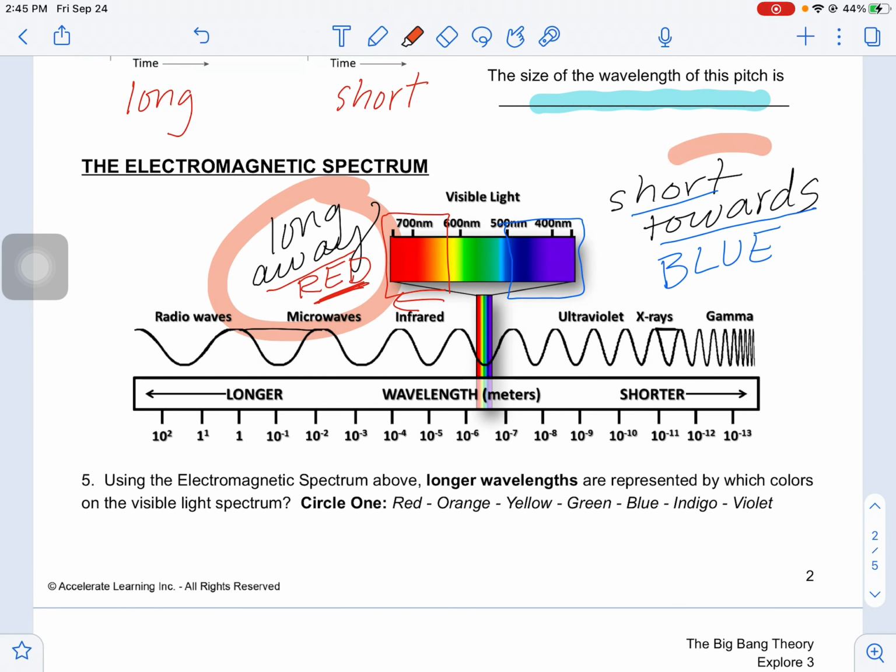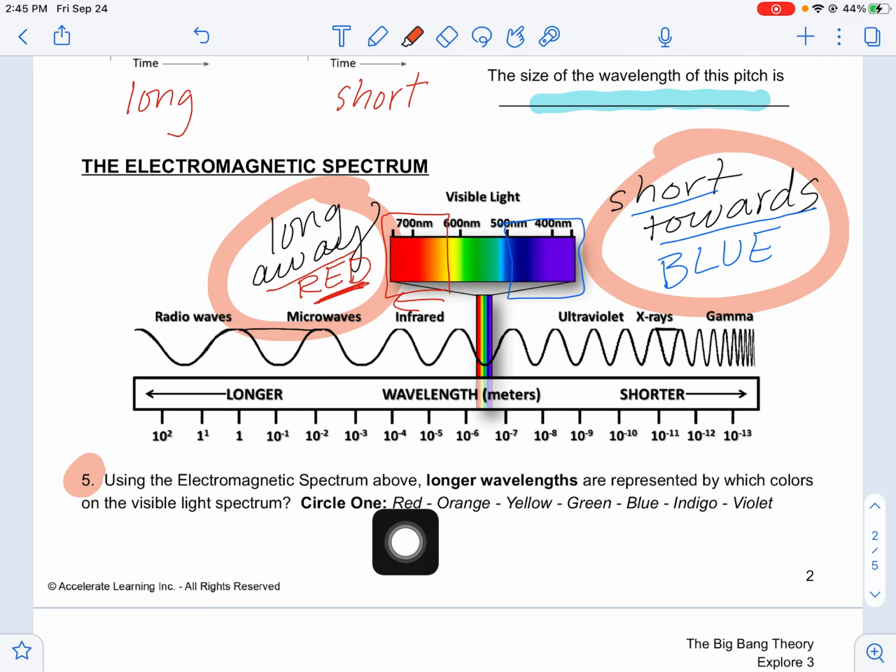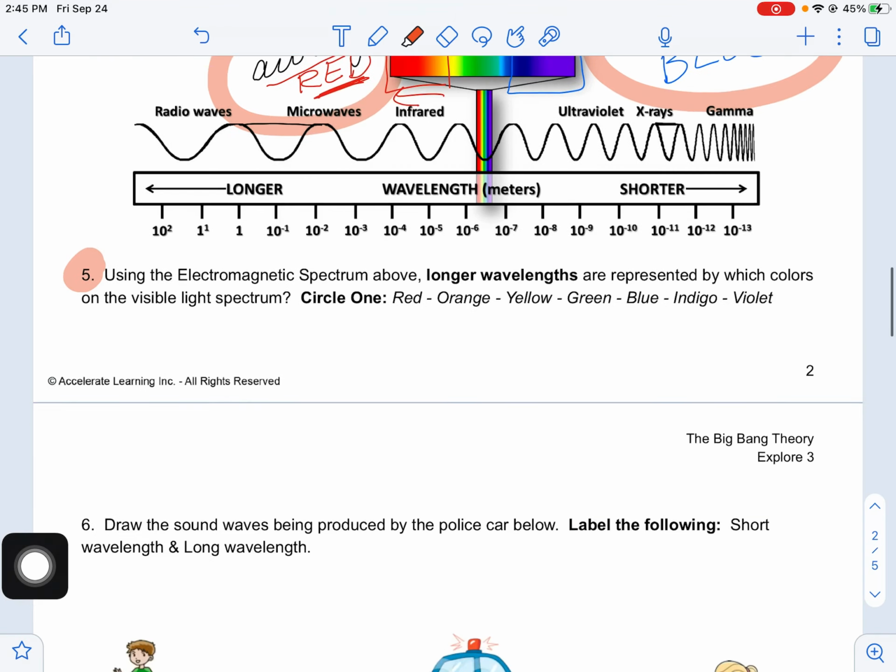This is a super helpful reminder as we move forward, so make sure you have those notes on yours. This should be a quick one then. Number 5, using the diagram, longer wavelengths are represented by which colors? So you can circle your answer there.